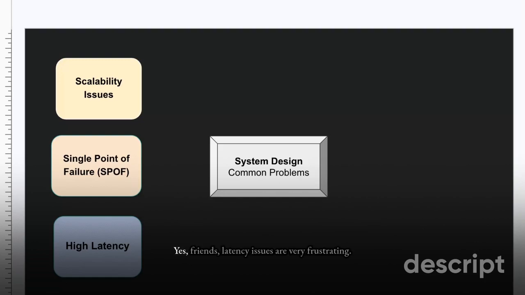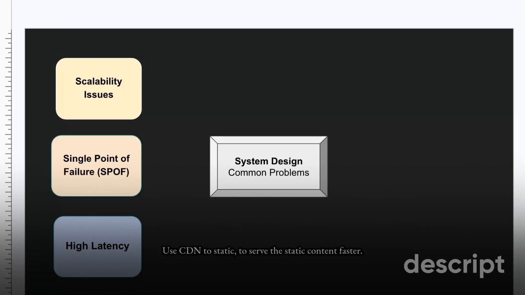latency. Yes, friends, latency issues are very frustrating. If your system takes more than a few seconds to respond, users will definitely leave. Like you or me, if we are watching this video or a video on Netflix, and that video keeps buffering, what will happen? We'll definitely drop, retry, or refresh, and chances are the user will drop off from there. So this is a very important thing.